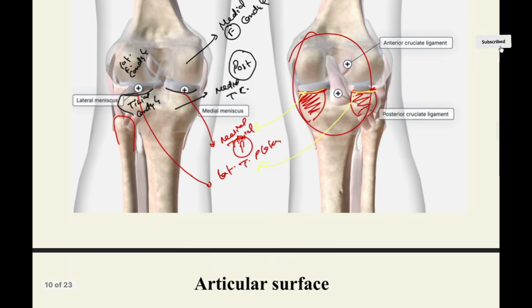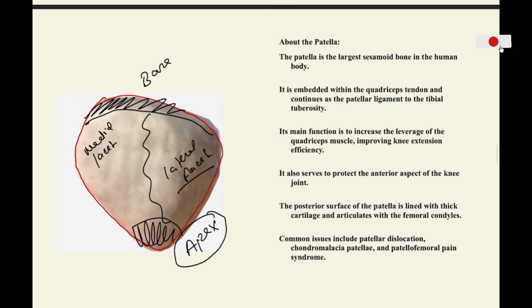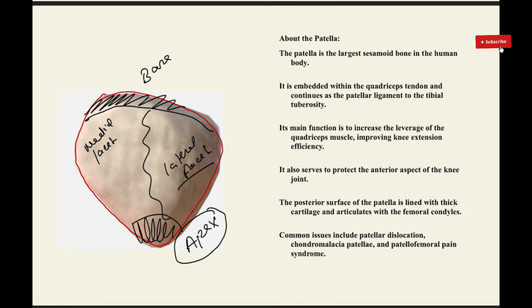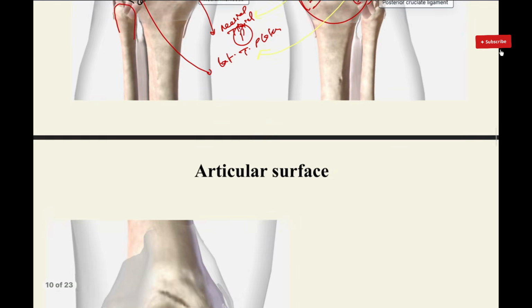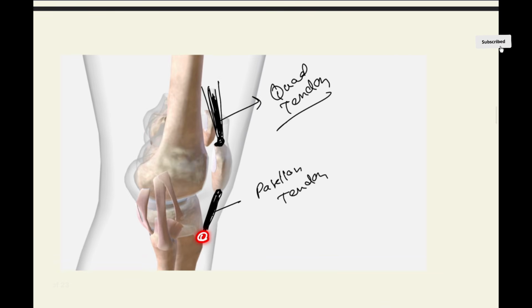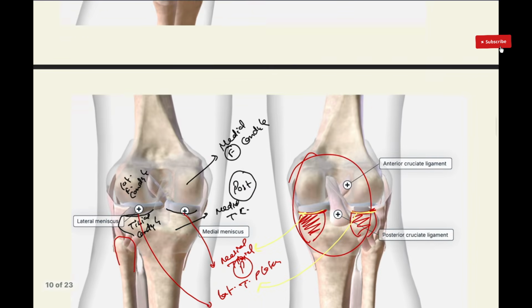Now, back to the patella. It is the largest sesamoid bone in the human body. The second point says that it is embedded within the quadriceps tendon and continues as the patellar ligament. Not the patellar ligament, but we would call it the patellar tendon, to the tibial tuberosity. Now where is the tibial tuberosity? This region is your tibial tuberosity. So from the quadriceps tendon we have the patella, and it continues with the patellar tendon.